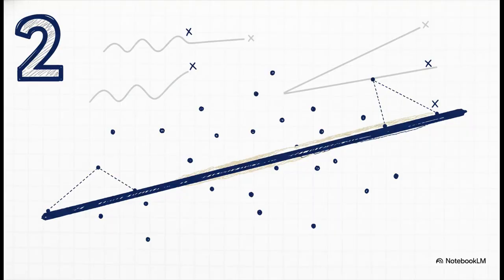Okay, we've got our data. Step 2 is all about finding that one single straight line that best fits these points. Now, best fit actually has a real mathematical meaning.